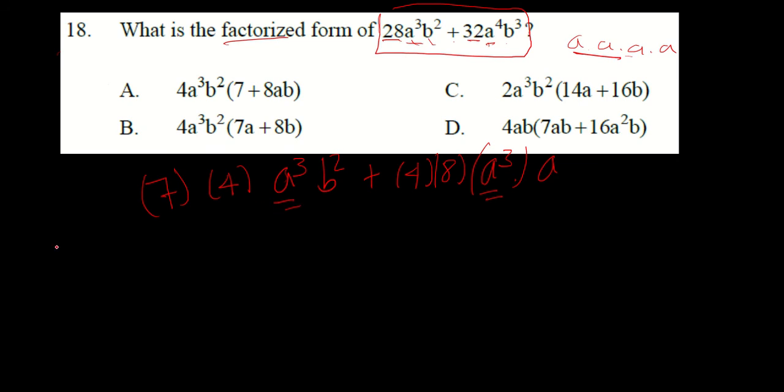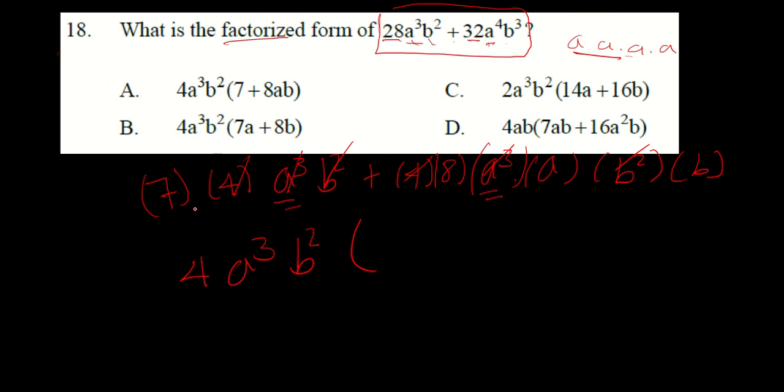In the next step, I will take it out as common. Again, here there is b cube, so I can write b cube as b square times b. Then what's common? 4 is common, I will take it out. And a cube is common in both, so it will be taken out. Again, b square is found in both, so b square also will be taken out.